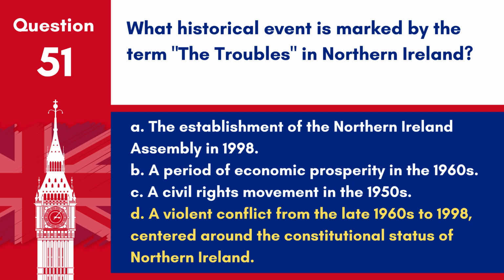Answer: D. A violent conflict from the late 1960s to 1998, centred around the constitutional status of Northern Ireland. The Troubles refers to a period of sectarian violence and political unrest, significantly impacting the lives of those in Northern Ireland and shaping its political landscape.